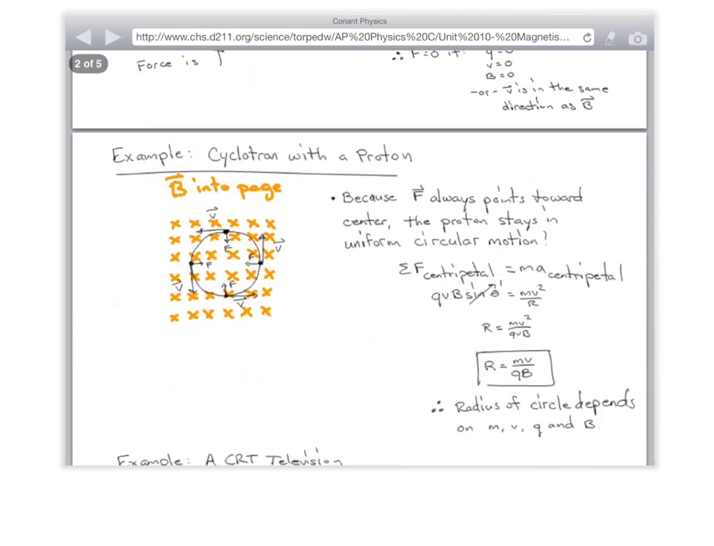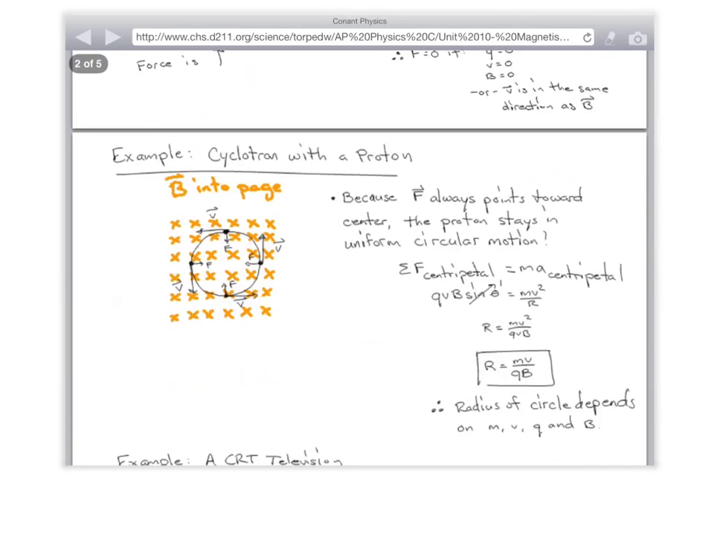Let's go to Fermilab. Yeah, Fermilab, right. So it's one of the ways we do high energy physics. So, anyway, particle accelerator. The magnetic field doesn't actually accelerate the particle. It just changes its direction. Allows it to go in the circle.